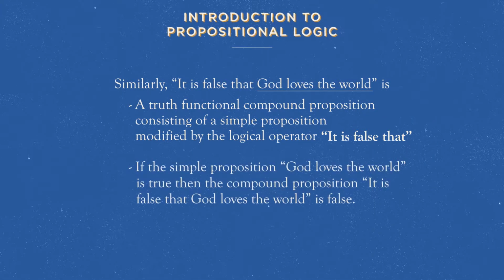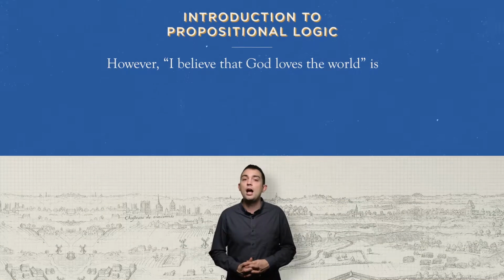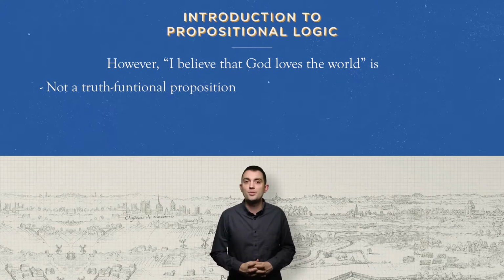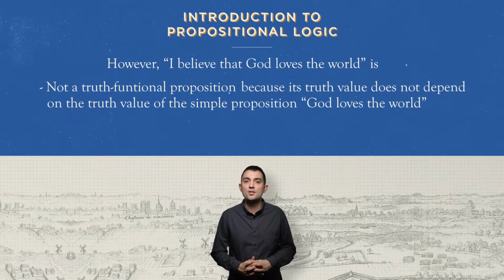Now, if the simple proposition, God loves the world, is true, then the compound proposition, it is false that God loves the world, is false. That shows that this is a truth functional proposition because its truth value depends upon the truth of the component parts. However, the proposition, I believe that God loves the world, is not a truth functional proposition because its truth value does not depend on the truth value of the simple proposition, God loves the world.